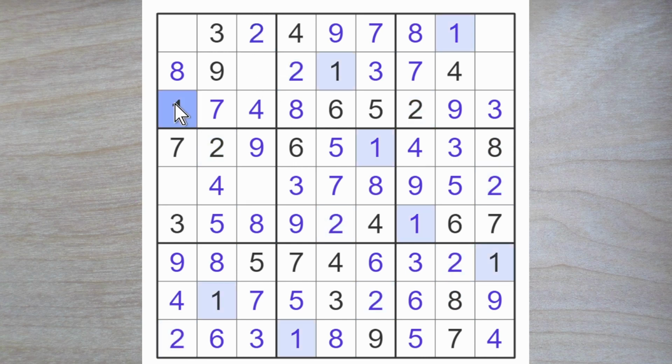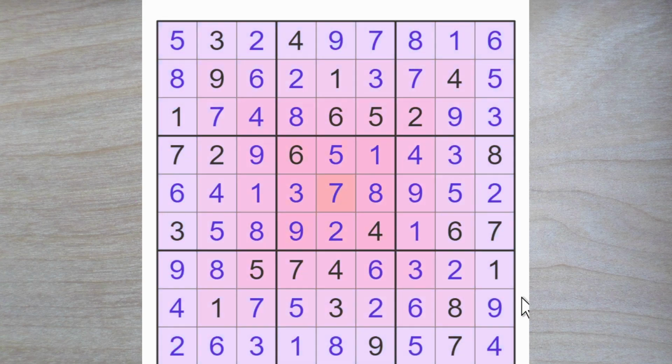This must be a 1 because this 1 blocks down, and that makes this a 6. And therefore this is a 6, so is this, and this must be a 5, making this a 5.